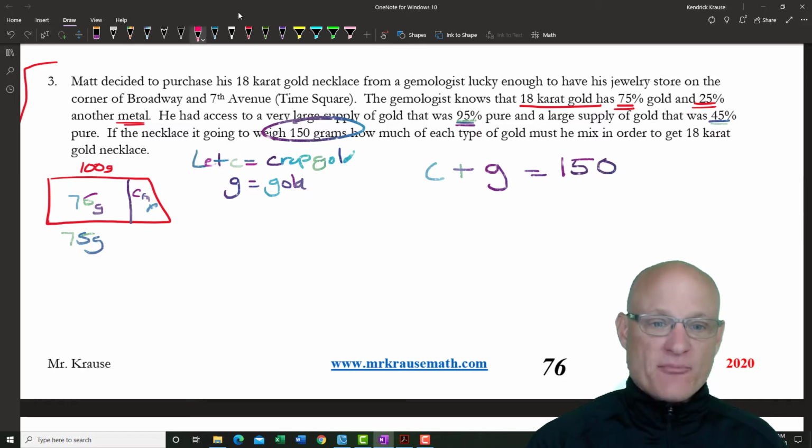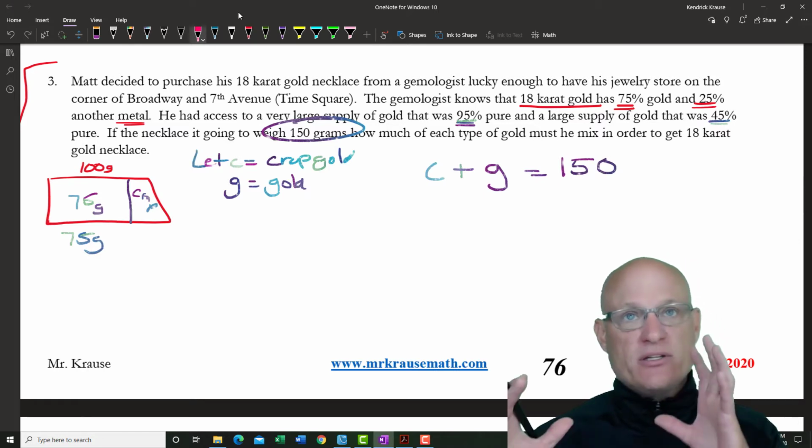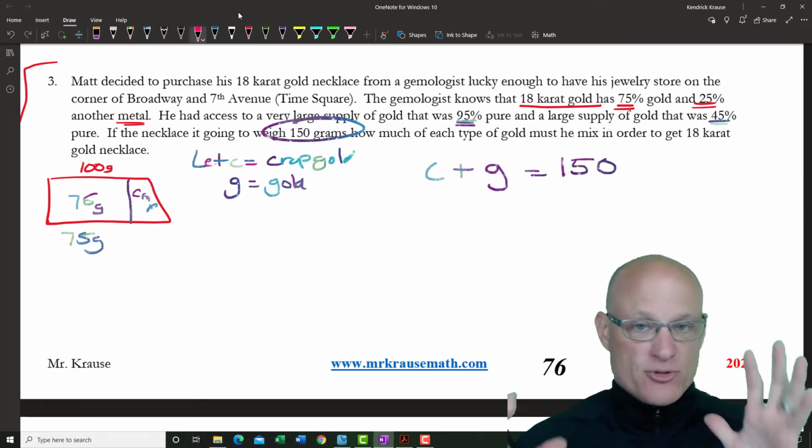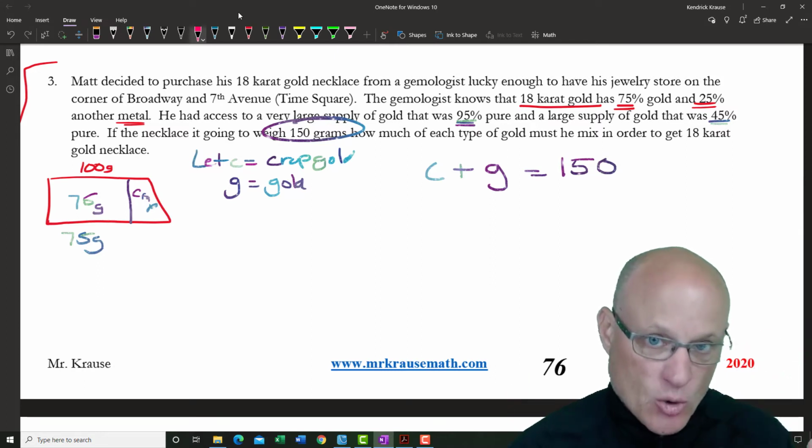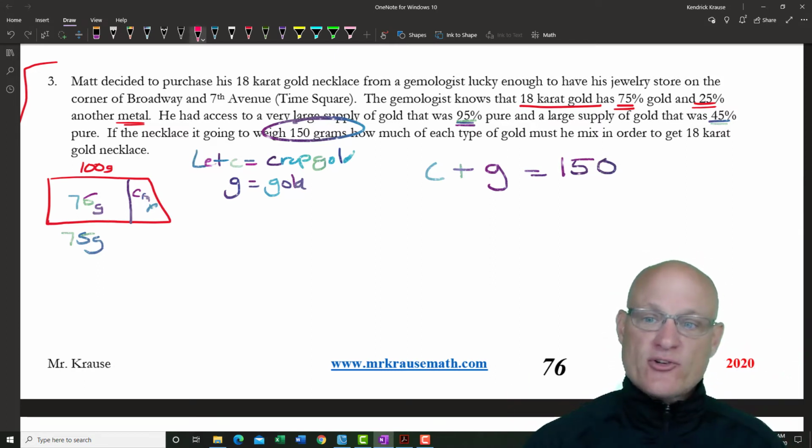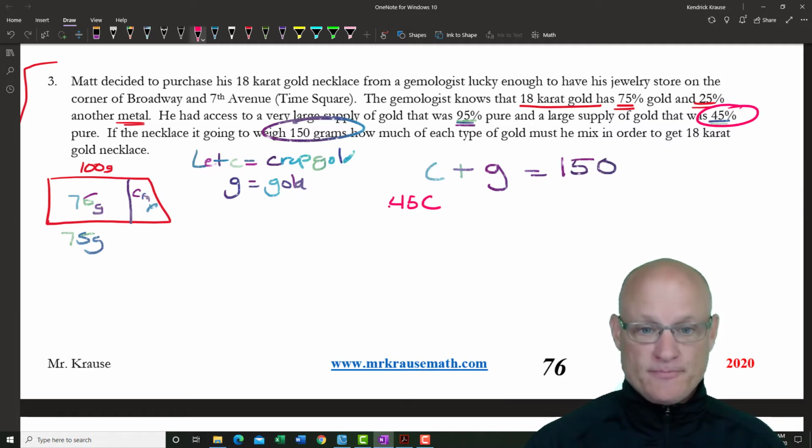So what I want to do is, I know that 45% of this, so really what I want to deal with is just gold. I'm just going to deal with the idea of gold. So I know in this crap gold, 45% of it is gold. So 45% of the crap is gold, plus 95% of this G, the really goldy stuff, 95% of that is gold.